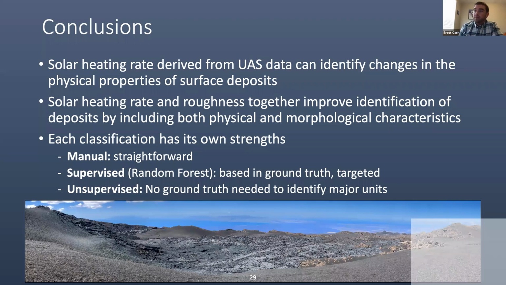And then for the unsupervised method, there's no ground truth needed. So if you don't have the ability to ground truth, you can still go out and map, and the unsupervised machine learning algorithm can identify the major units, which you can then visually inspect through the drone images later and figure out what the major units in the mappable area are, which can also be useful for various applications. And similar to the supervised method, it's expandable to multiple data types and categories.